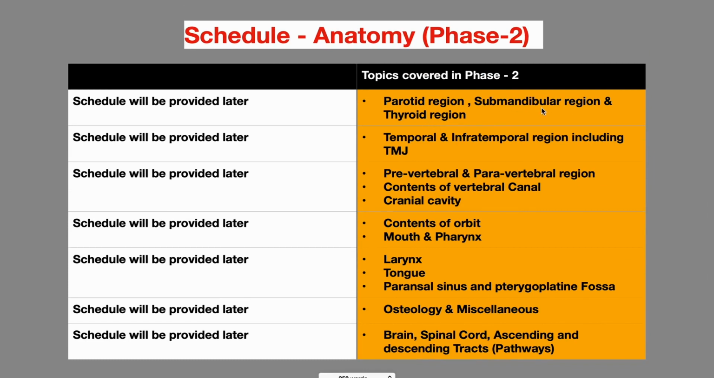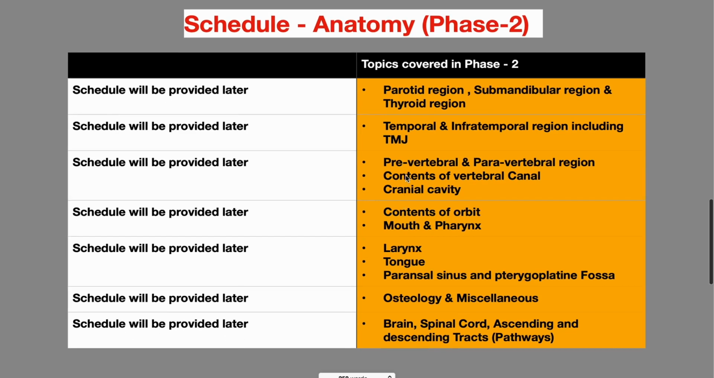Parotid gland, submandibular gland. All these nerve supplies you studied, blood supplies you studied, you can connect with the thyroid region, all those. Temporal, infratemporal, one of the very, very, very important areas. There are lots of fossas out there, and most importantly, TMJ and muscles of mastication. You know the importance of it.